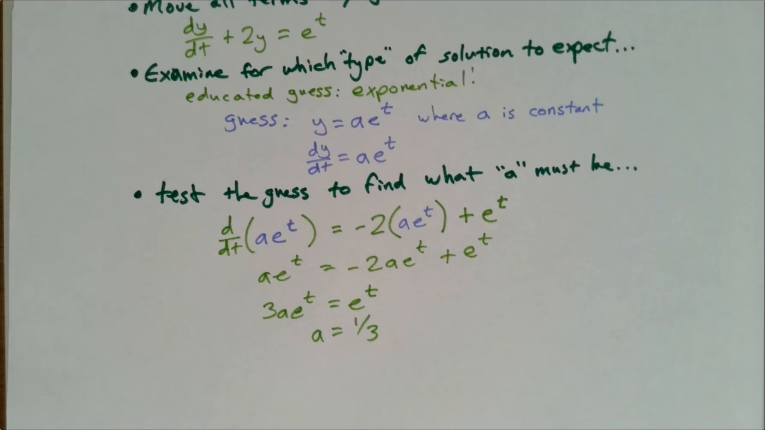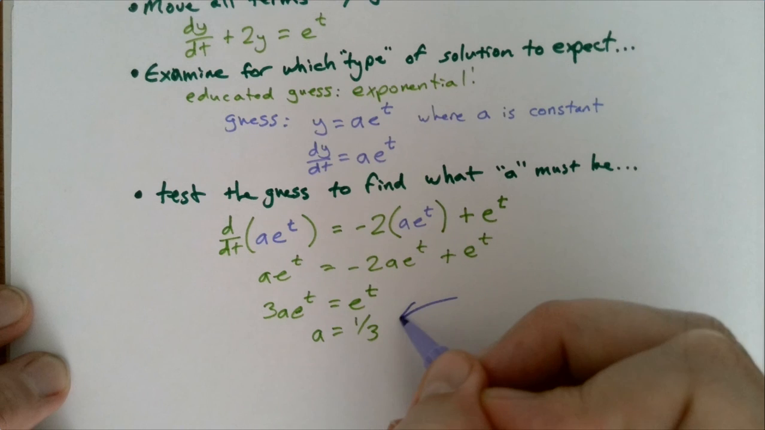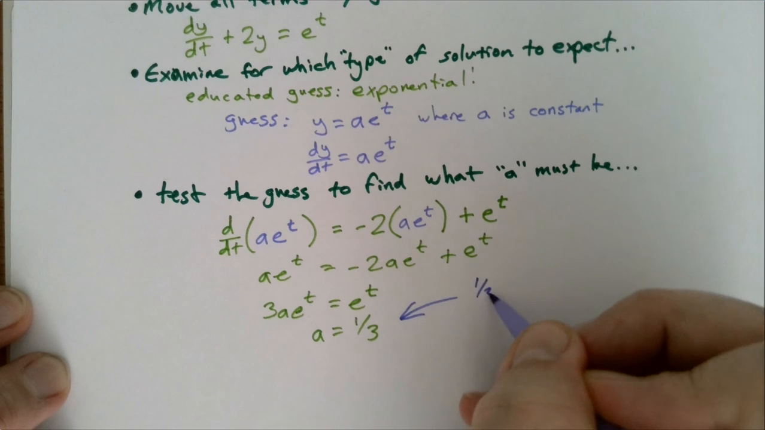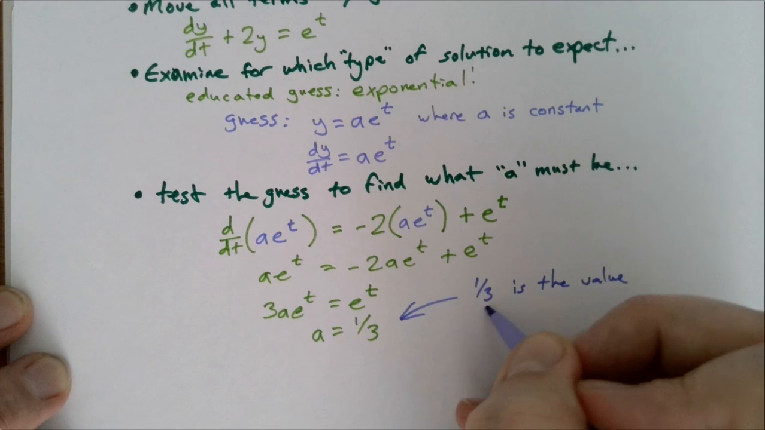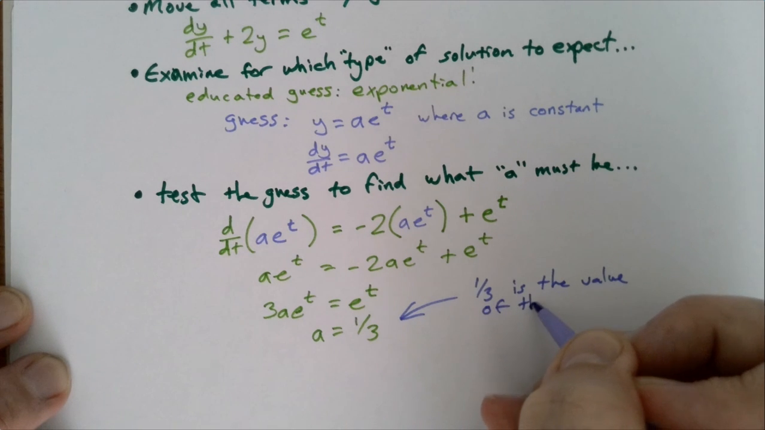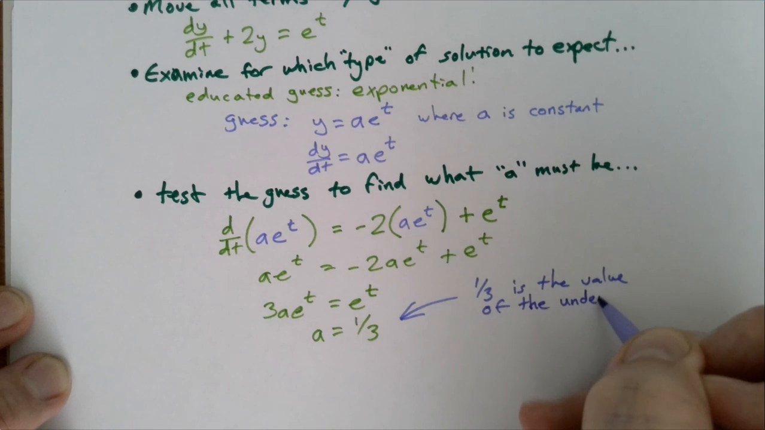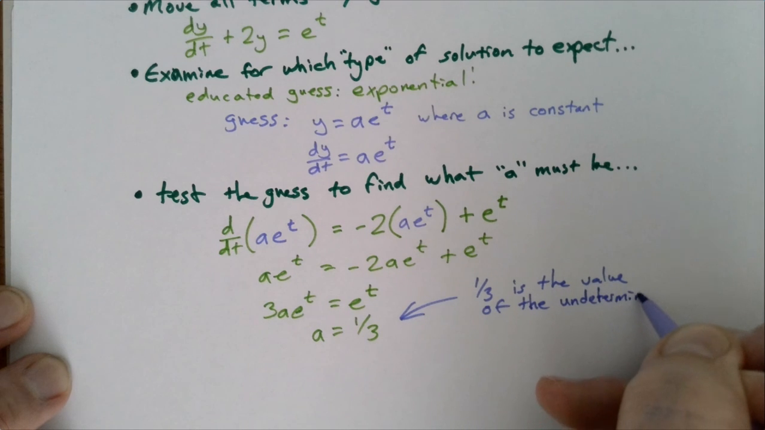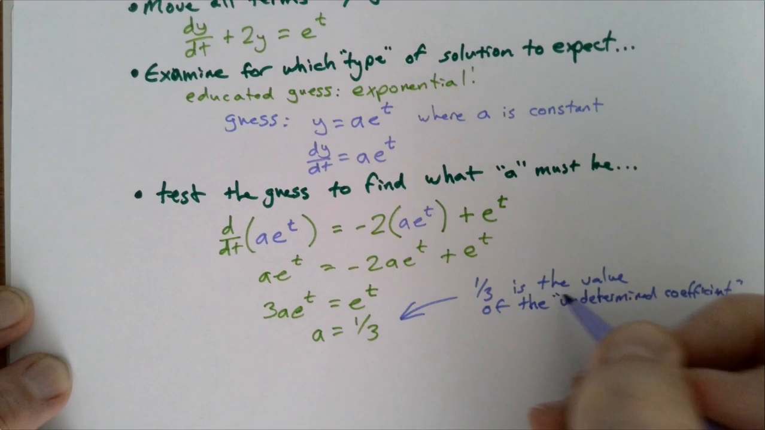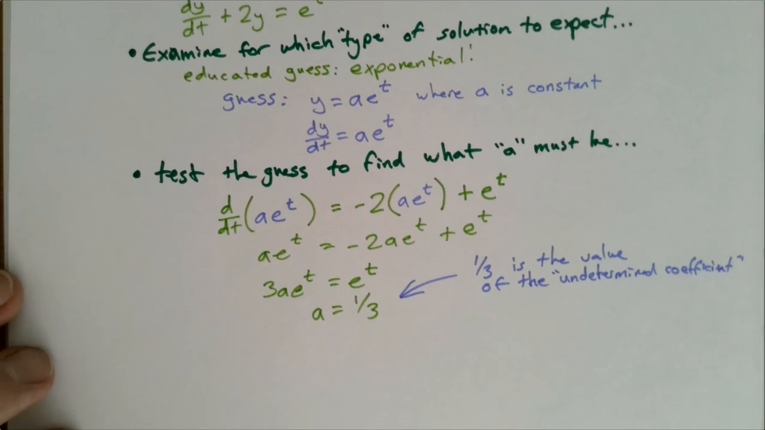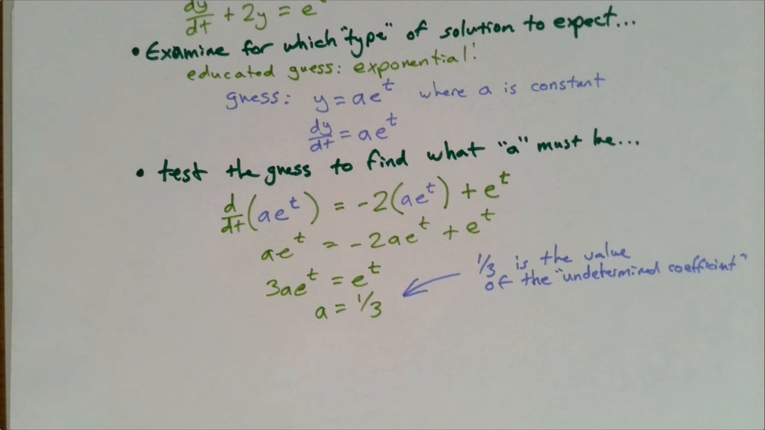So what we've just done is we've found this to be the value. 1/3 is the value of the undetermined coefficient. And that undetermined coefficient, that's the lucky guess part of this, right? So what does that mean?